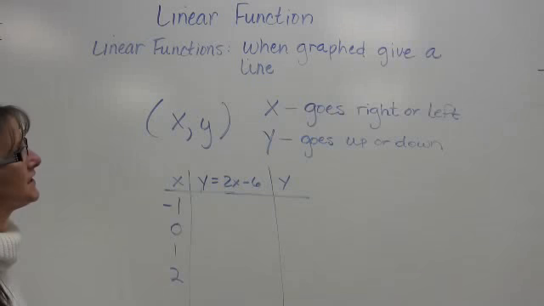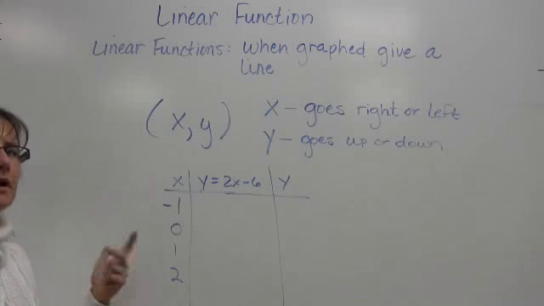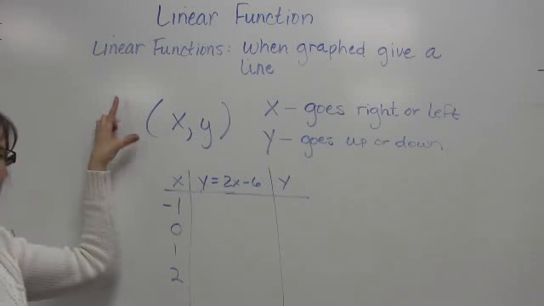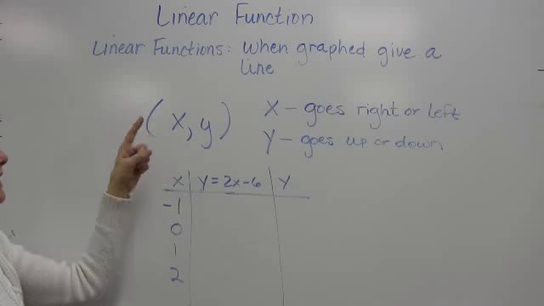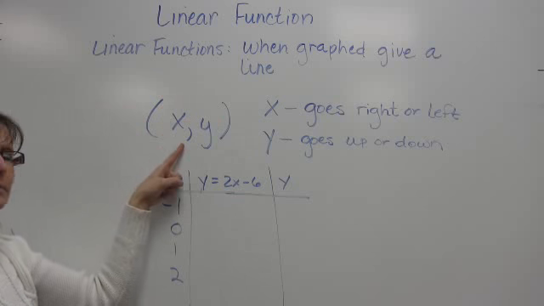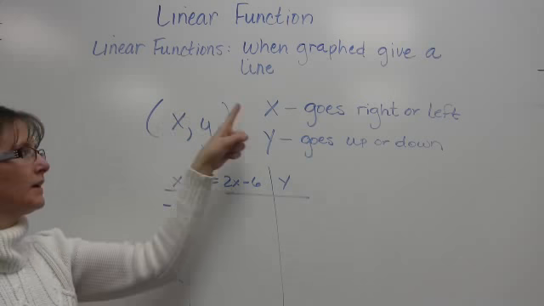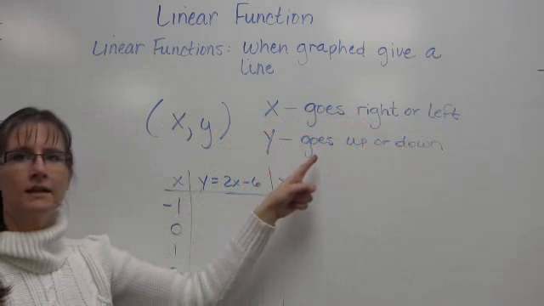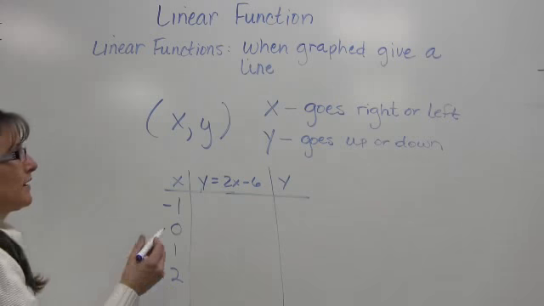Okay, here I have a function table. And this is a linear function, meaning when I graph it, I'll get that line that I was talking about. Just a reminder, when we do a function table, we're creating ordered pairs. That means that we're creating an x and a y in parentheses separated by a comma that can be graphed. Remember, x is first, it goes right or left. Y is second, it goes up or down. So let's go ahead and create some ordered pairs.